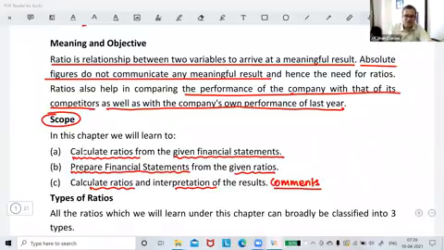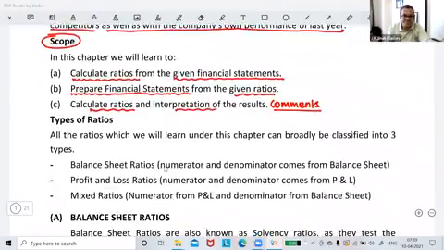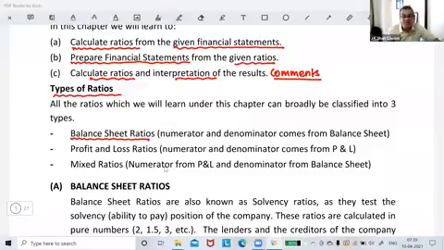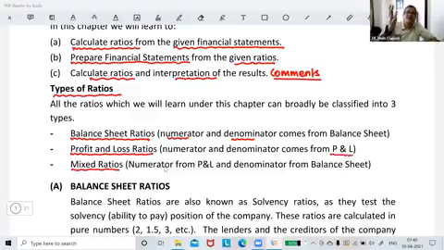So let's talk about types of ratios. The ratios are classified into three categories. One is balance sheet ratio. Friends, to calculate a ratio, how many numbers do you need? Two numbers you need, right? So balance sheet ratio, P&L ratio, and mixed ratio. In a balance sheet ratio, numerator and denominator both come from the balance sheet. In a P&L ratio, numerator and denominator both come from the P&L itself. Take the example of the net profit ratio that we just had, for the sake of discussion.